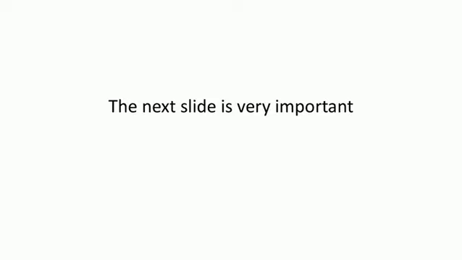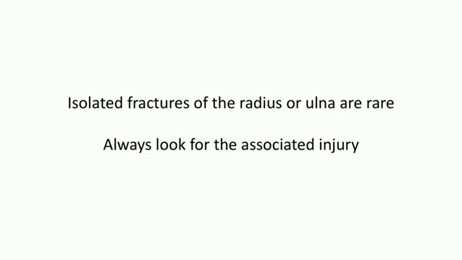This next slide is really important. Isolated fractures of the radius and ulna are relatively rare. I said that just a moment ago. It's usually a direct blow onto the ulna. So if that's true, and we see an isolated fracture of one or the other bone, we always need to be looking for the associated injury. If you take nothing away from my talk today, if you see an isolated radius or ulna, go hunting for the other injury.